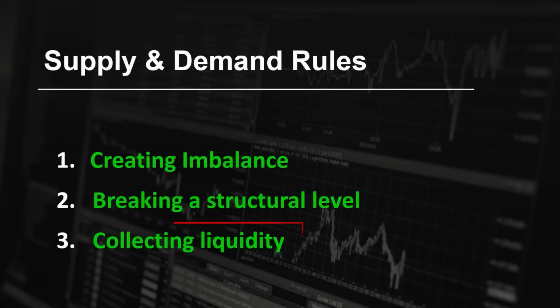Now the third or +1 criterion is collecting the liquidity. This is considered a +1 criterion because it is not necessary to create or sweep liquidity in order to have a valid zone. However, it serves as strong confirmation. So the first and second rules, creating imbalance and breaking the structure, must happen. And the third criterion, liquidity sweep, is just a confirmation.